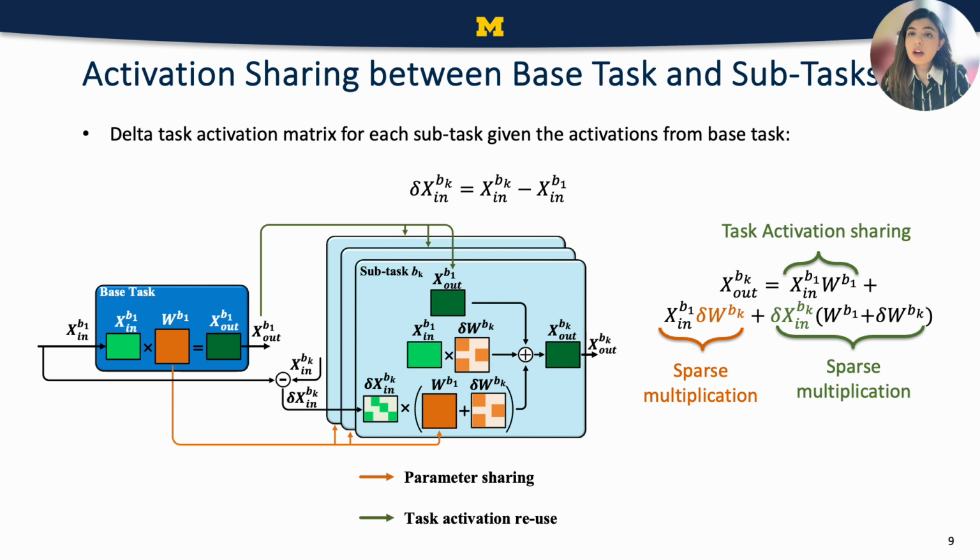Second, to reduce the computation for each subtask, we first introduce a sparse delta weight task activation matrix as the difference of activation between the subtask and the base task. Then we reform the matrix multiplication in the subtask into 3 different terms, as shown here. The first term can be borrowed from the base task, and the other terms contain one sparse matrix, which can lead to computation reduction. In this way, we are sharing computation across the task domain, which is called task activation sharing.